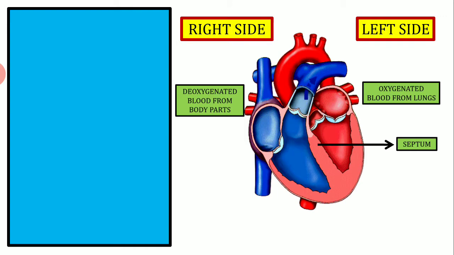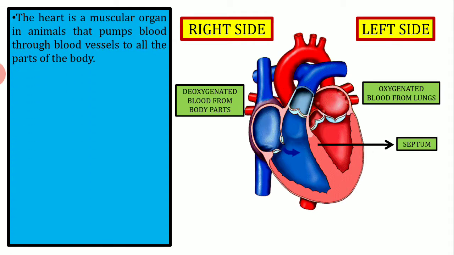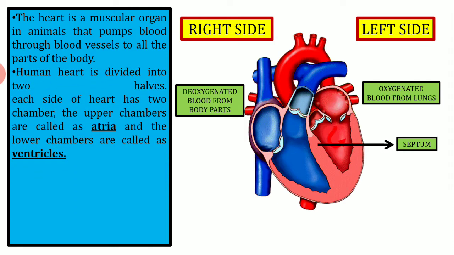And the right side and the left side of the heart, you can see children, is separated by a muscular wall that is known as the septum. The heart is a muscular organ in animals that pumps blood through blood vessels to all the parts of the body. Human heart is divided into two halves.